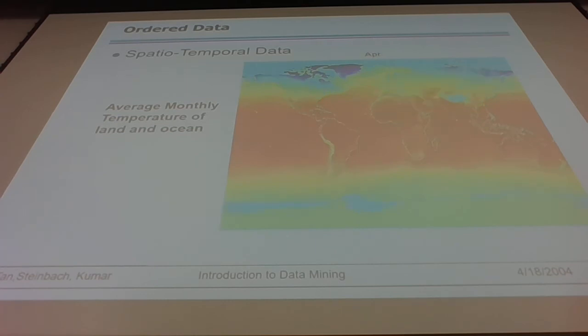Spatiotemporal data is what you see in weather channels, when they show hurricanes. I like those kinds of pictures, where the hurricane starts moving. Right? Those are spatiotemporal data because there are two dimensions where the data is shown: space as well as the time scale where the hurricane is moving. So those are examples of spatiotemporal data.